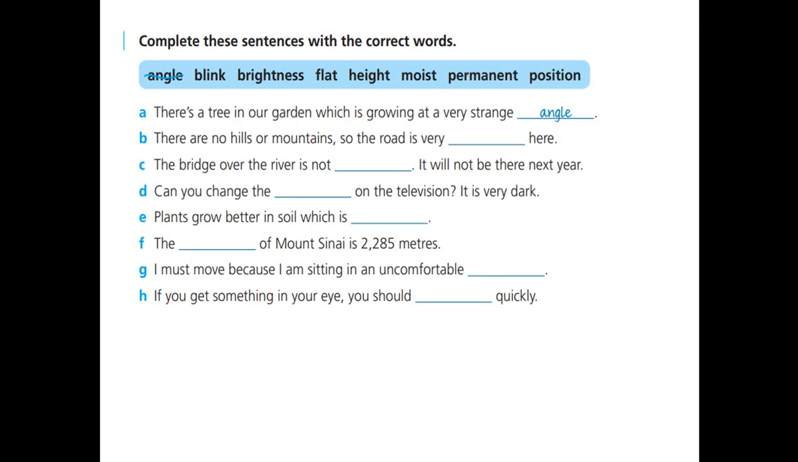Number C, the bridge over the river is not what? It will not be there next year. So the bridge is not permanent. Okay, so it is going to be changed. Number D, can you change the on the television? It's very dark. Can you change the brightness?